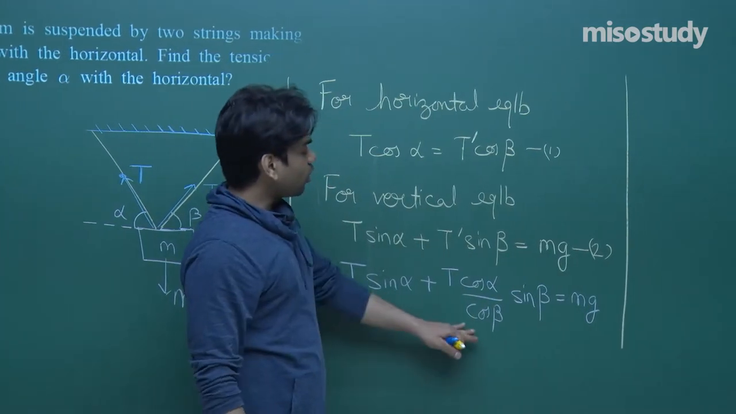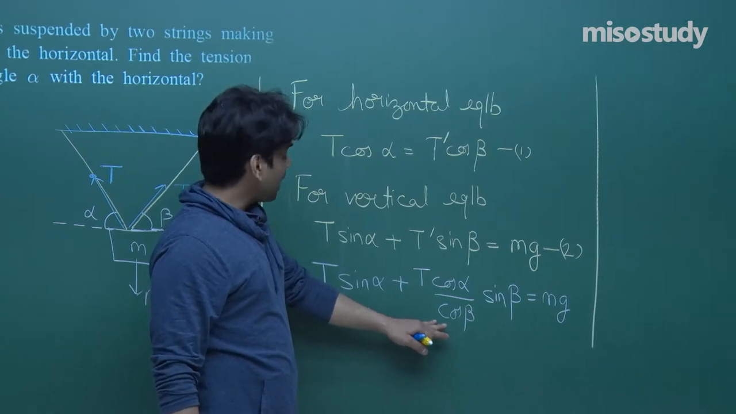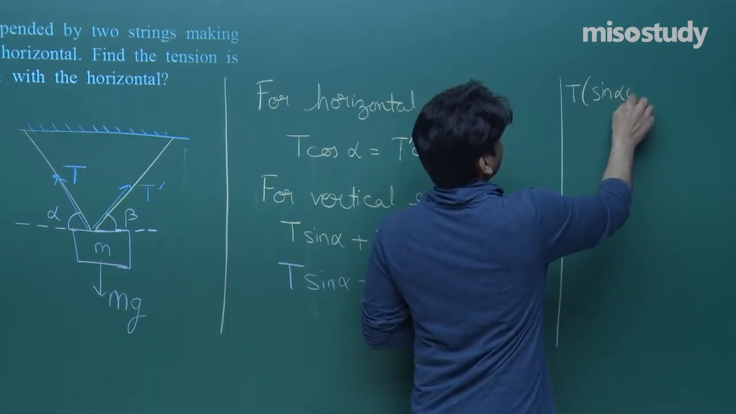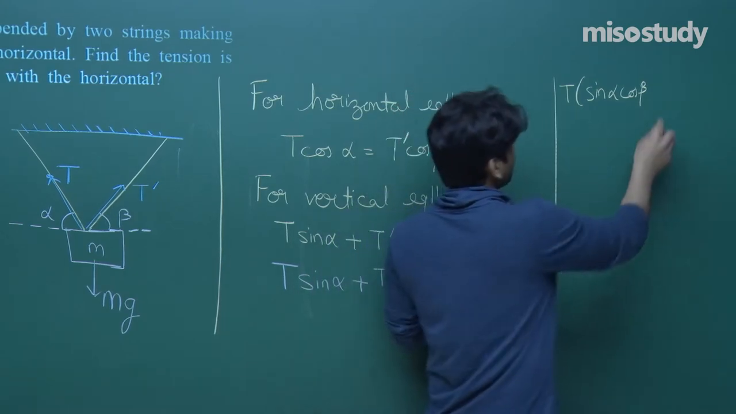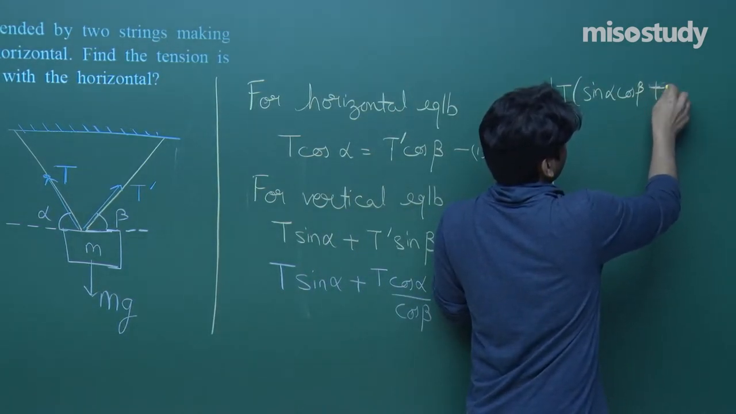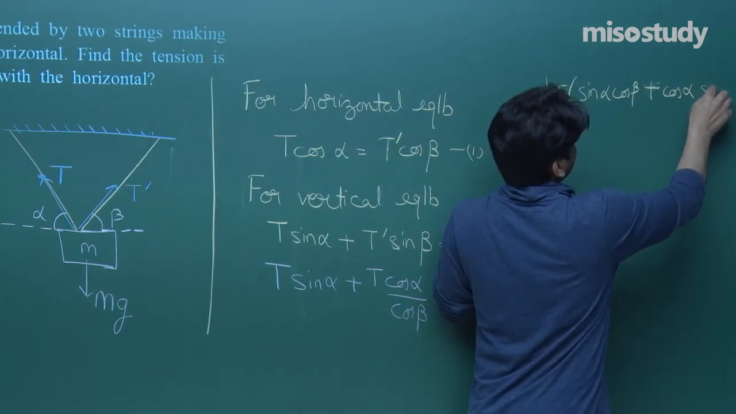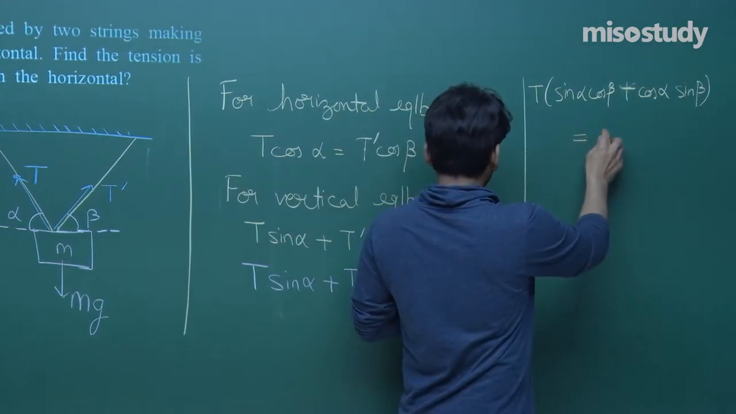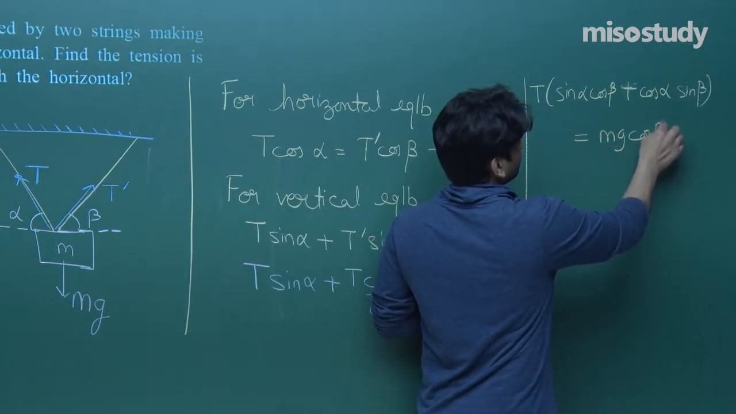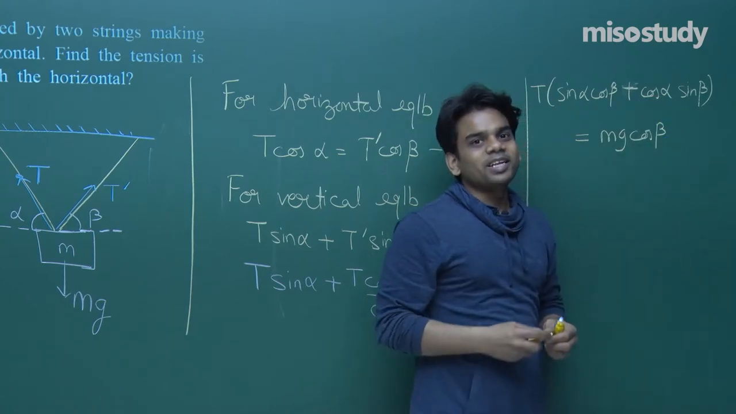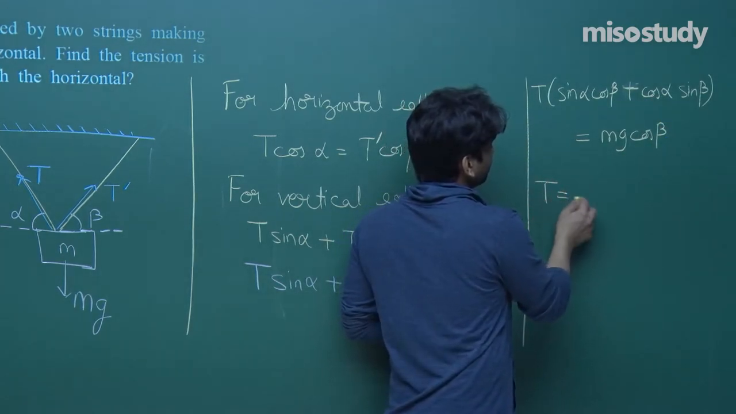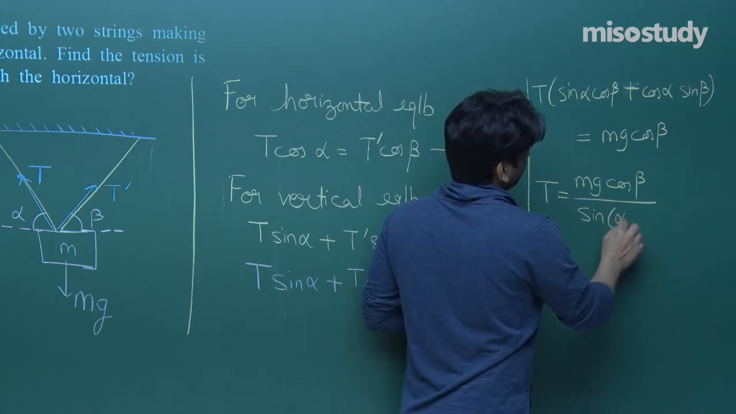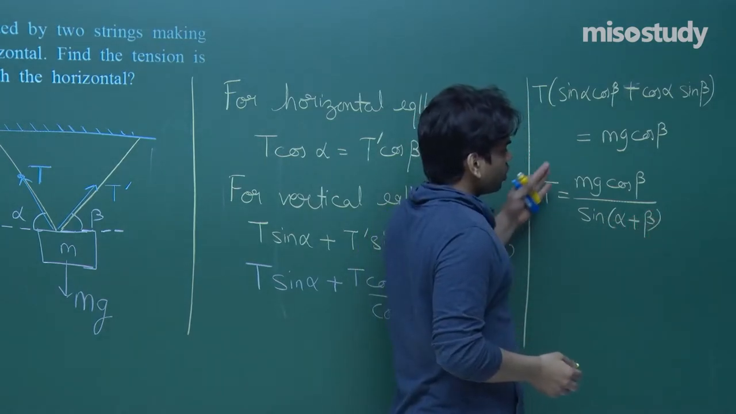If I make T as the subject and cos beta as the denominator, if I take an LCM, I'll be having T into sin alpha cos beta plus cos alpha sin beta, and in the denominator we'll be having cos beta. Taking it to the other end, it'll turn out to be mg cos beta. So if you check, sin alpha cos beta plus cos alpha sin beta is equal to sin alpha plus beta. So T turns out to be mg cos beta upon sin alpha plus beta.